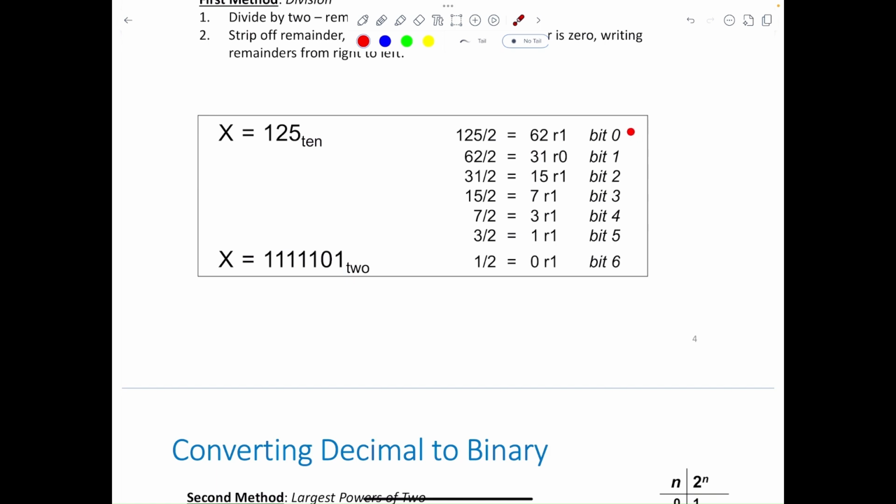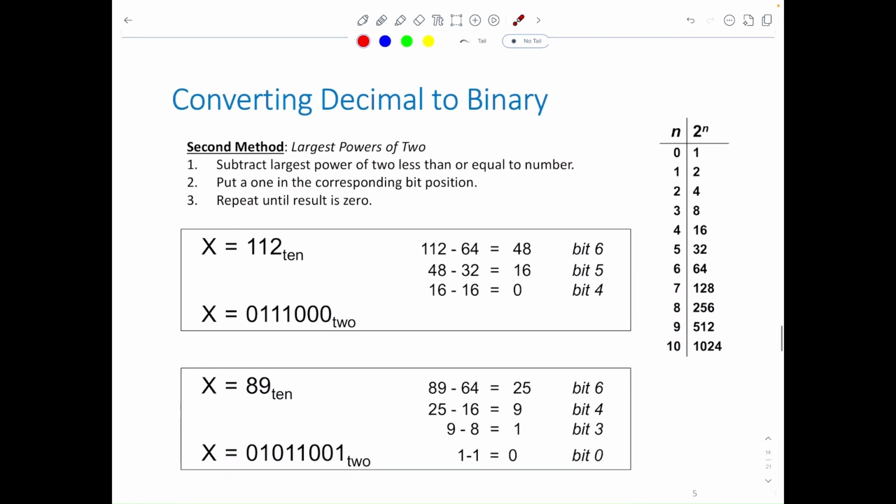So 125, 62, and then the remainder is 1 here, right? That's the bit 0 representation, bit 0, the least significant bit. So on and so forth, you divide that, and this is the result you're getting. Okay, all right.